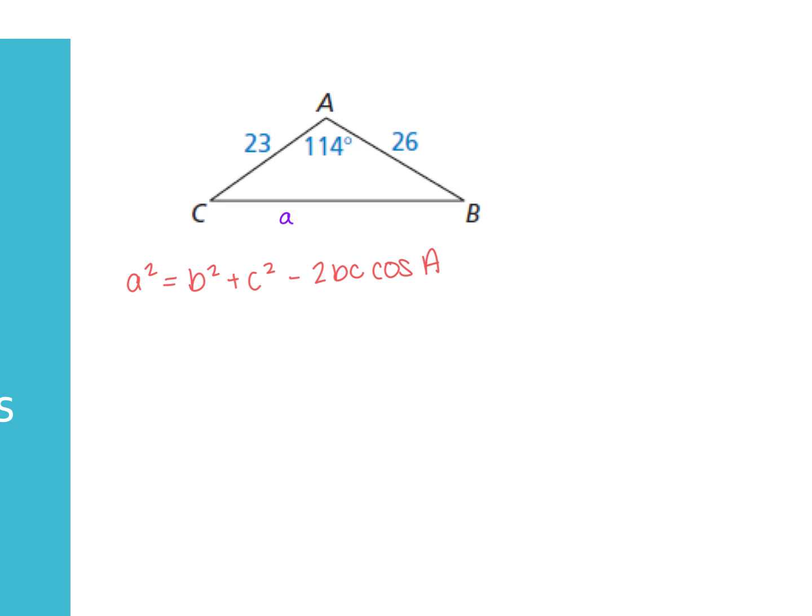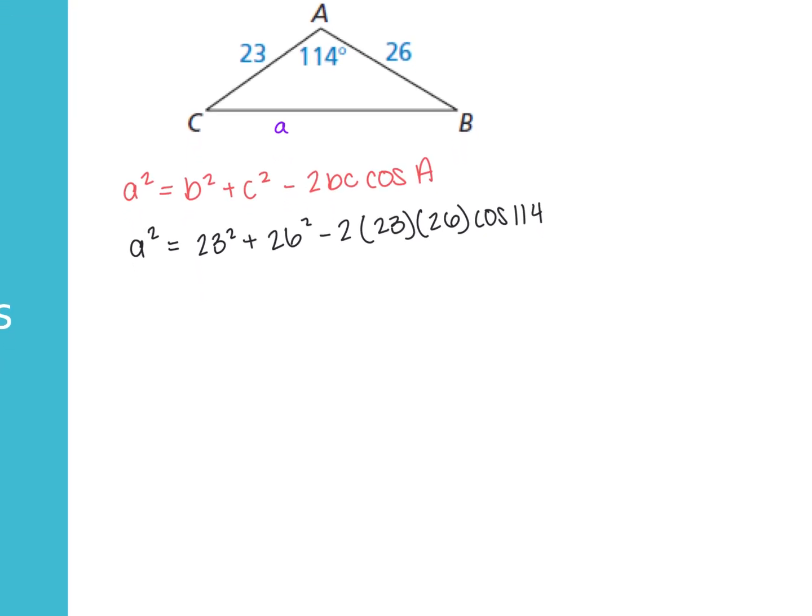I don't know side A, so right now I'm going to have a squared equals, who could tell me what is side B? Good, I'm going to have 23 squared plus 26 squared minus 2 times 23 times 26 cosine 114. Please do not plug all of this into your calculator because you're bound to make a mistake. Do it in steps.